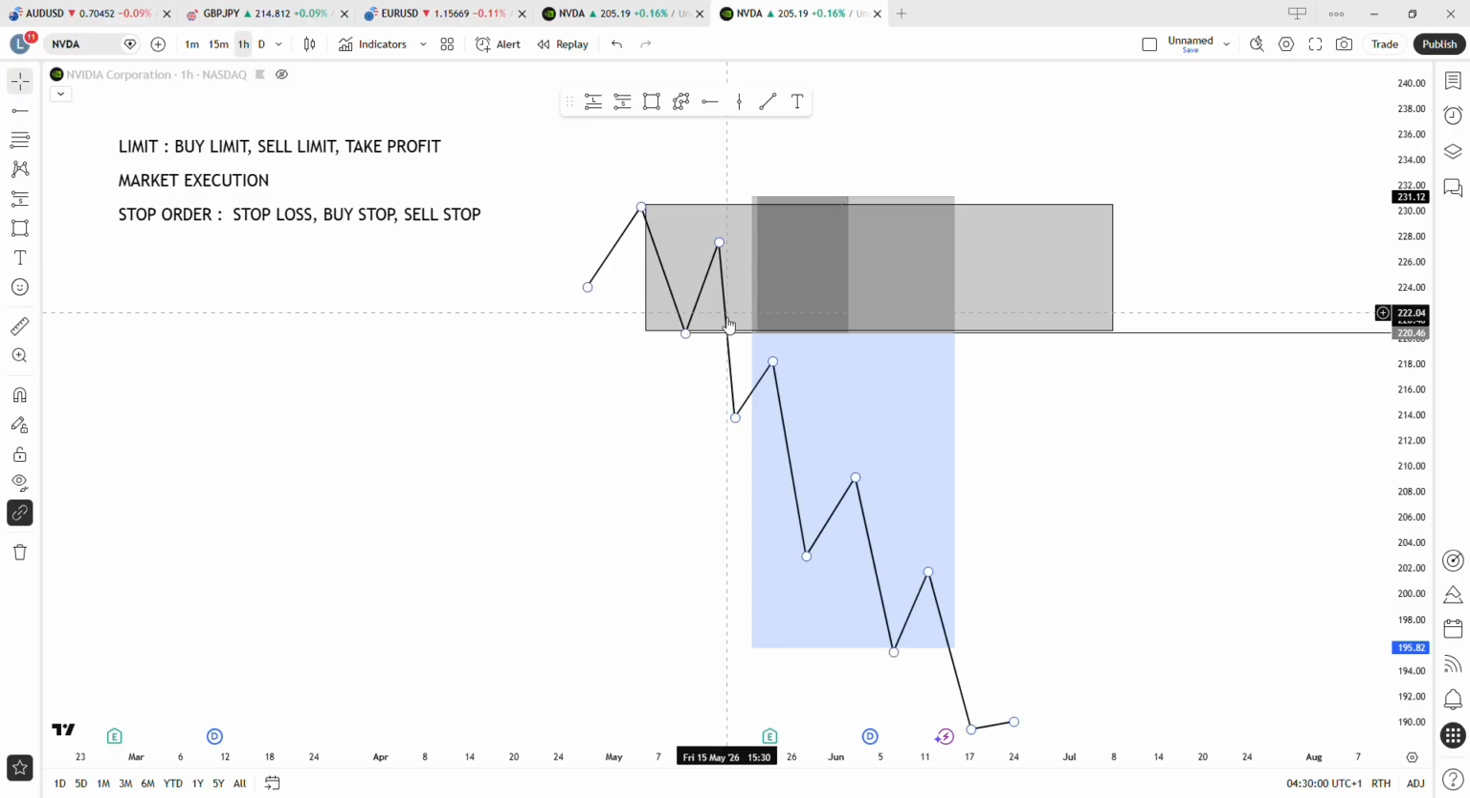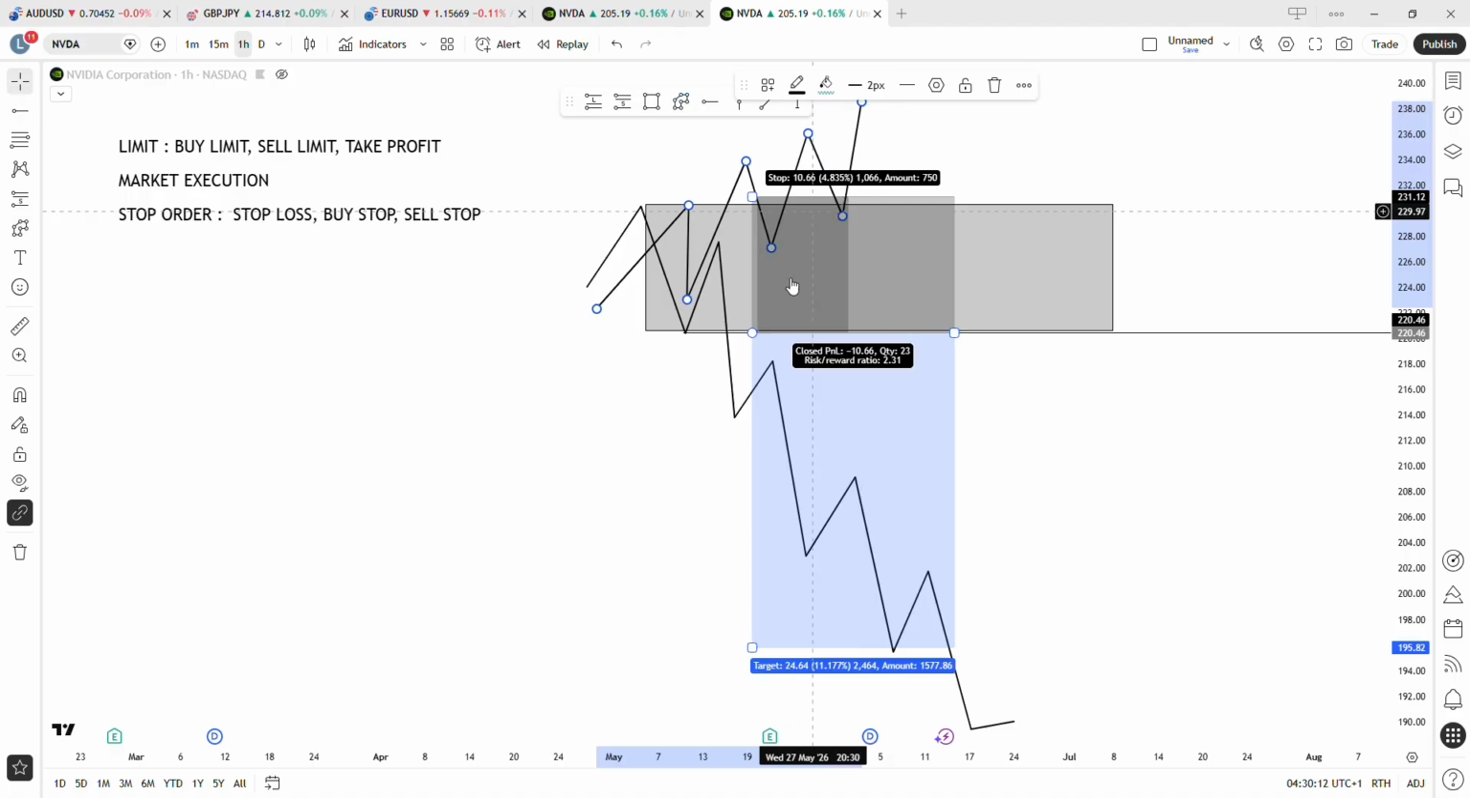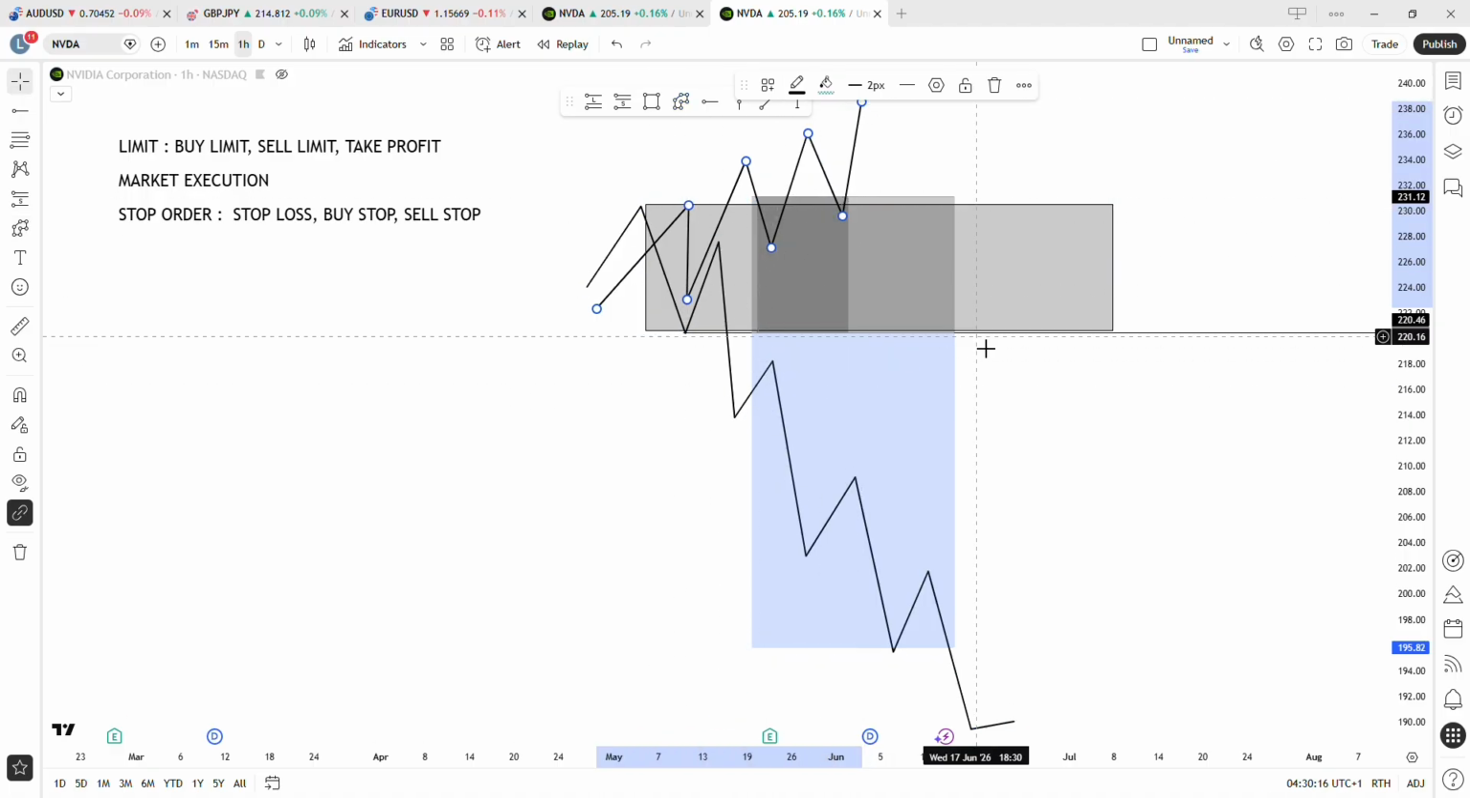A sell stop also, or a buy stop, would never trigger until we break. So let's say for example we were having a higher high like this, and then we just kept going to the upward side and you set a sell stop at this point, it will never trigger. Why? Because price hasn't broken past that zone.